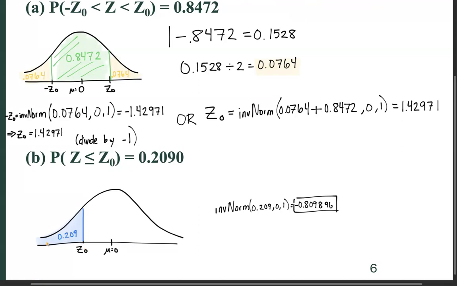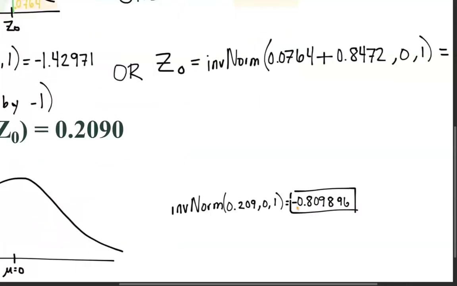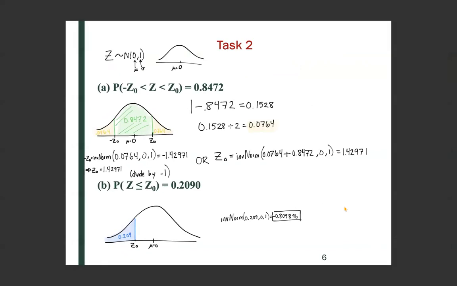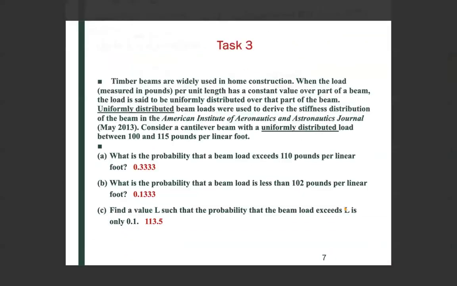Given that the area from the left to here, because it's less than or equal to this value, is 0.209, I can use the inverse norm function on my calculator. The area under the curve is 0.209, the mean is 0, and the standard deviation is 1, and that gives us negative 0.809896. Okay, so that sums up task 2. Now we're on to task 3.